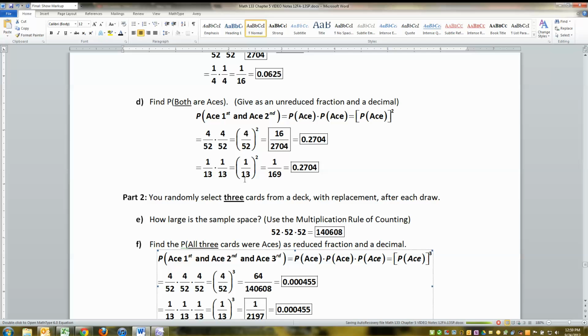All right, so how large is the sample space now with 3 cards? Well, that's 52 times 52 times 52, which is 140,608.